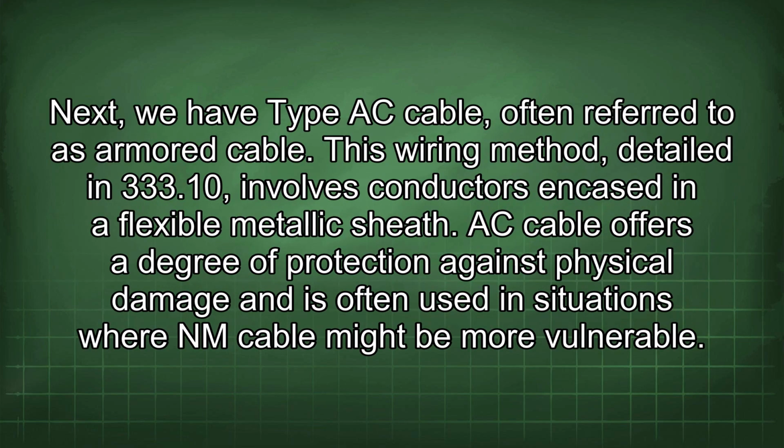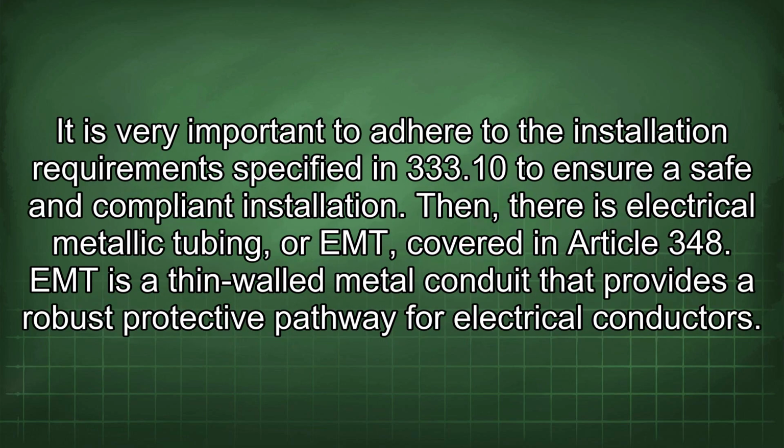Next, we have type AC cable, often referred to as armored cable. This wiring method, detailed in 333.10, involves conductors encased in a flexible metallic sheath. AC cable offers a degree of protection against physical damage and is often used in situations where NM cable might be more vulnerable. It is very important to adhere to the installation requirements specified in 333.10 to ensure safe and compliant installation.